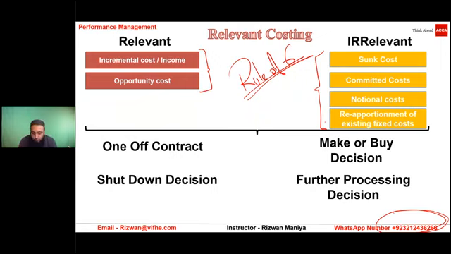Now, if you want to give the paper in September 21, for this decision, will you consider the previous paper examination fees?